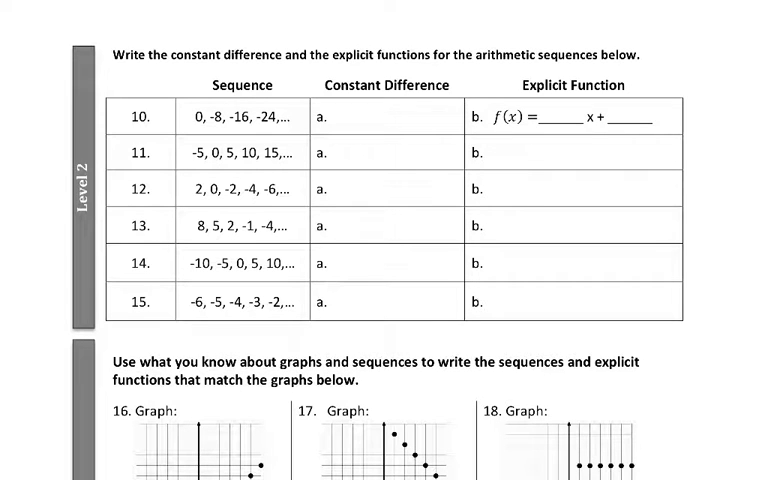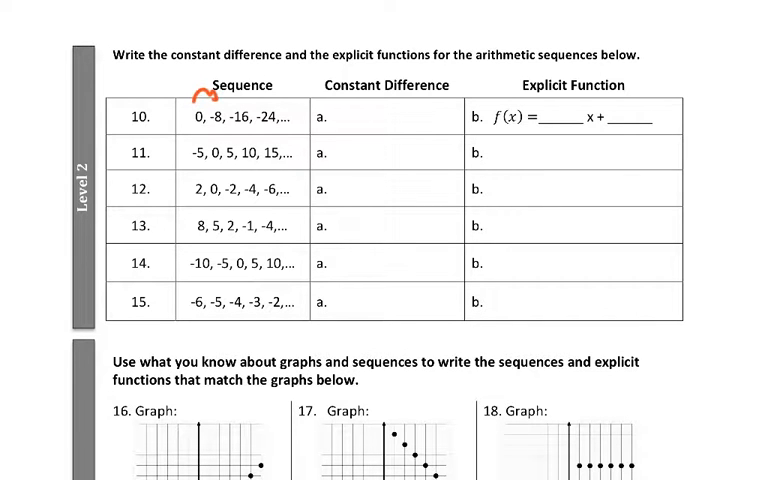So here, I kind of take off the supports, the training wheels, and let you figure these out on your own. So let's see here. All I really need to figure out is my constant difference, because that's going to go here. And then the number before the starting number is going to go here. So let's go ahead and do question 10.